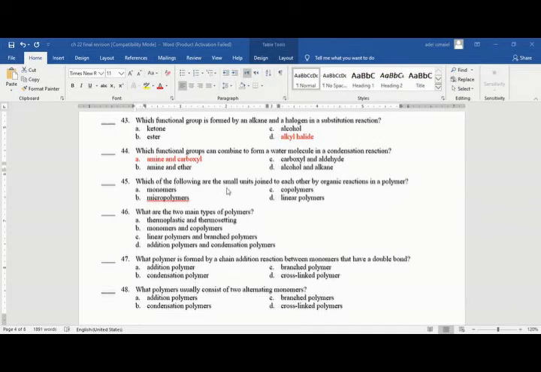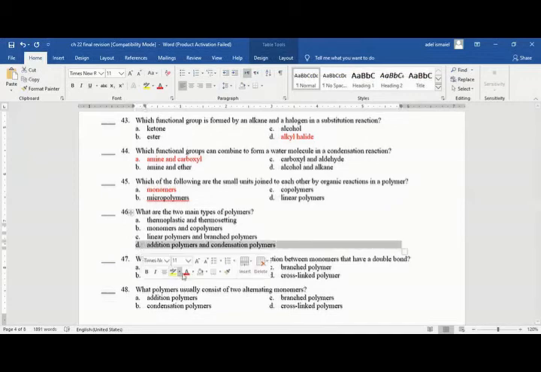Which of the following are the small units joined together? This is what is called monomers. What are the two main types of polymers? Monomers and copolymers, no. Planar polymers, no. Addition polymers and condensation polymers. These are the two types, the two reactions that we explained last time.